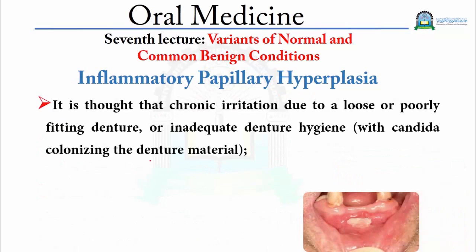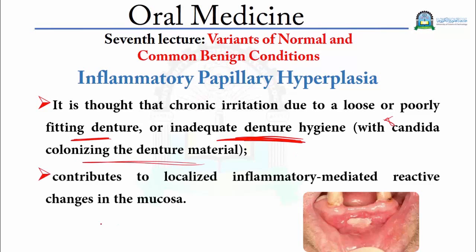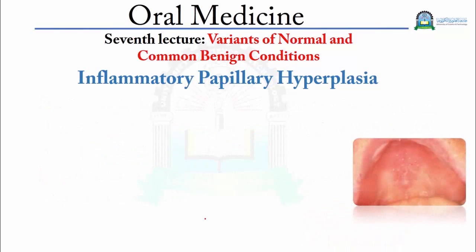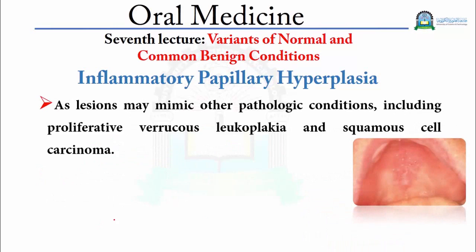It is thought to be caused by chronic irritation due to a loose or poorly fitting denture, as we mentioned above, or inadequate denture hygiene. So bad oral hygiene in patients with complete or partial dentures may lead to inflammatory papillary hyperplasia on the denture-bearing areas. Also, the cause might be candidal colonization under the denture material, which contributes to localized inflammatory-mediated reactive changes in the oral mucosa, as well as mimicking other pathological conditions including proliferative verrucous leukoplakia.